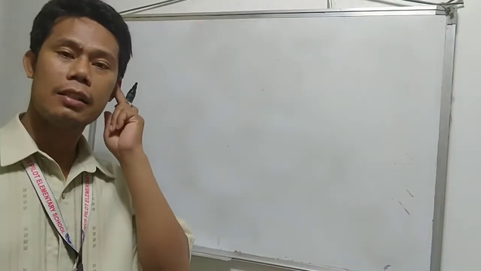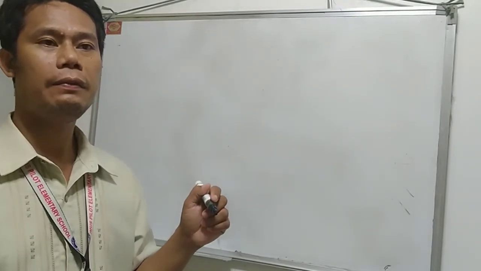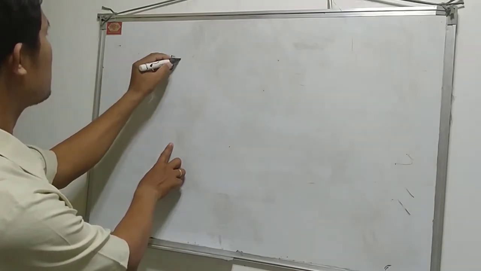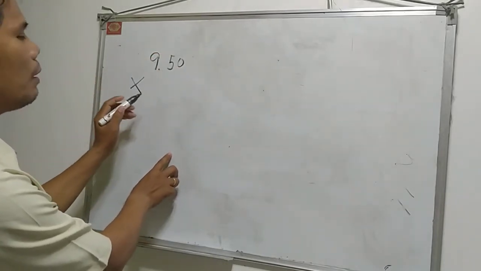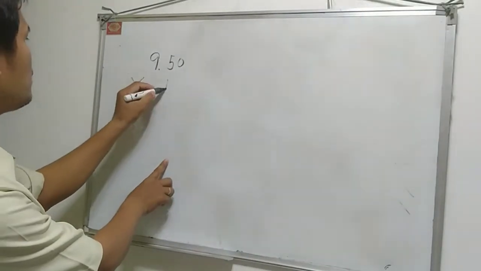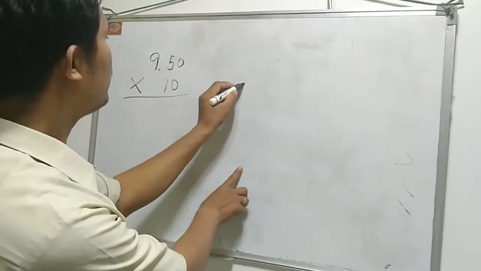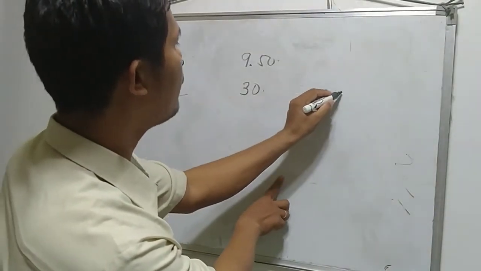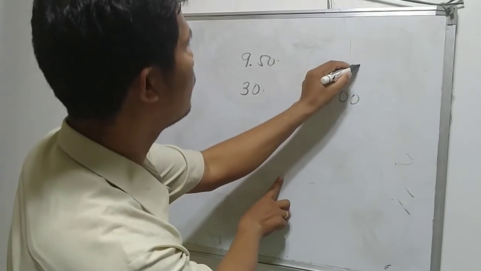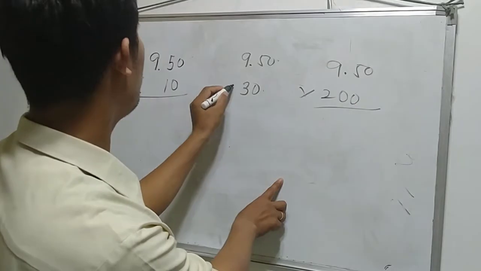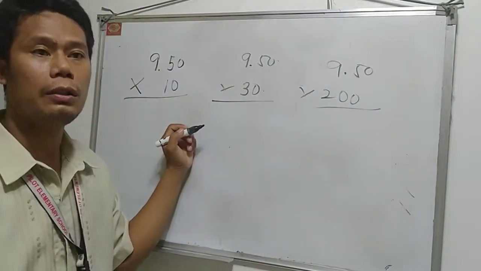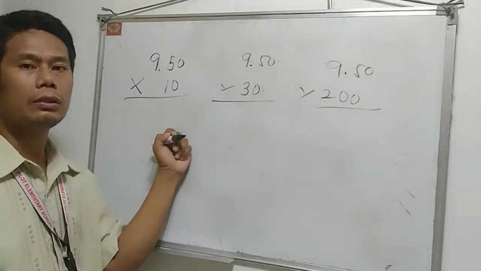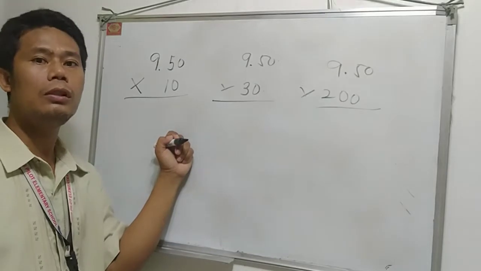So again, Justin saves 9 pesos and 50 centavos daily. So we are going to find out how much he saved for 10 days, for 30 days, and then for 200 days. Okay, so again, the operation that we are going to use is multiplication. So we are going to look carefully at how we multiply a decimal number and a whole number.